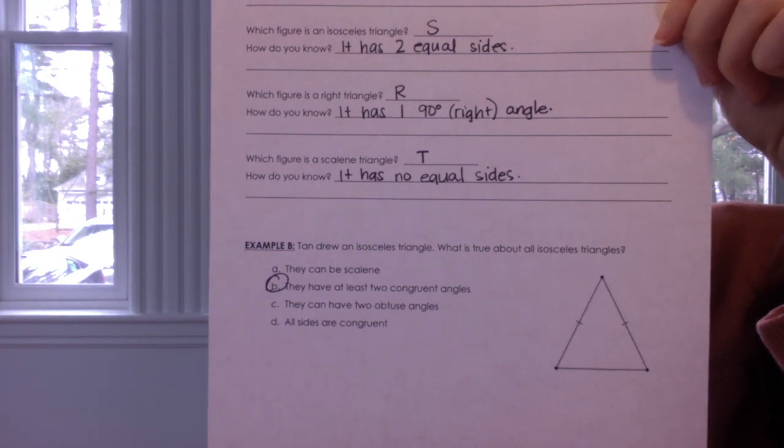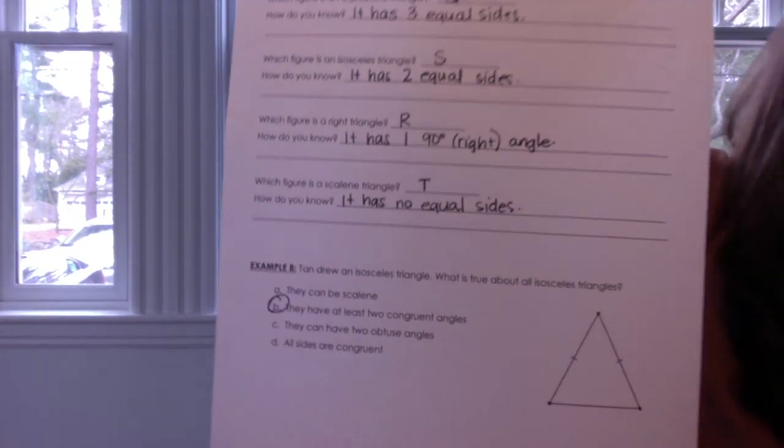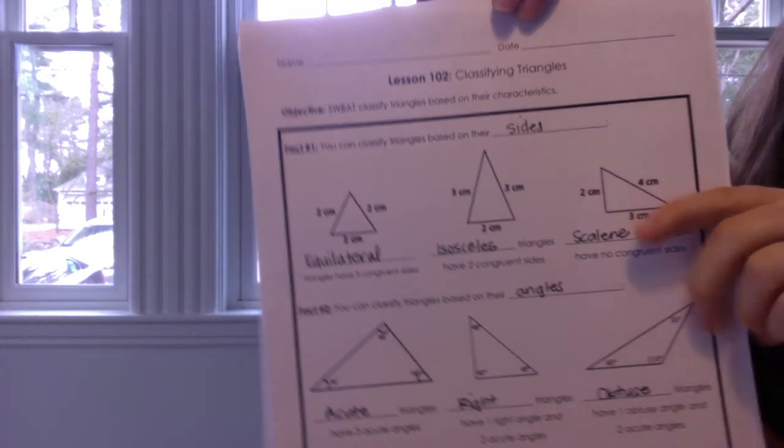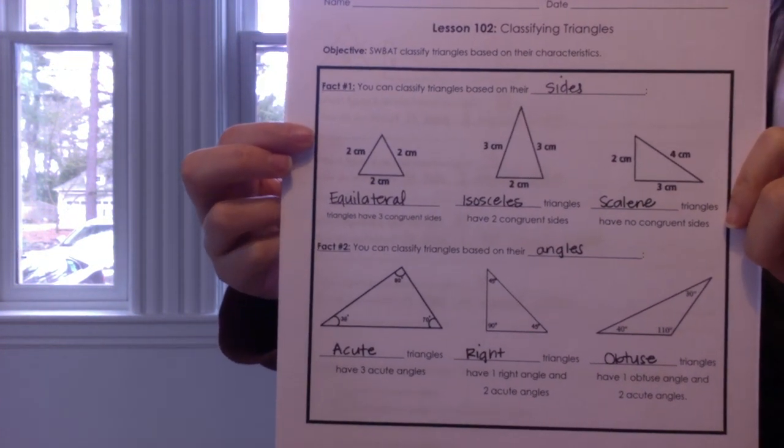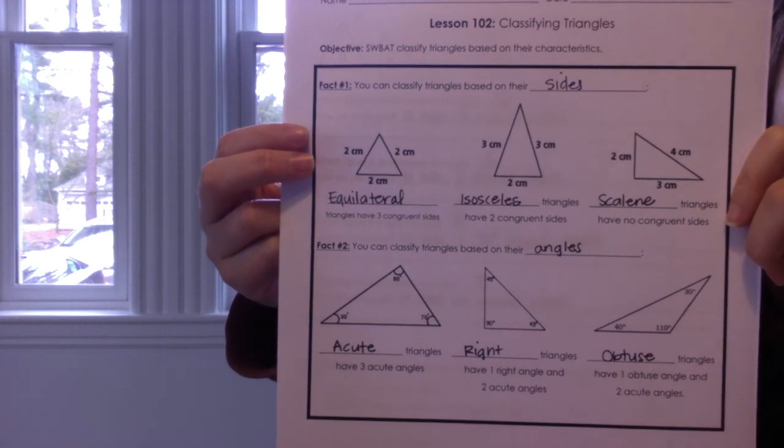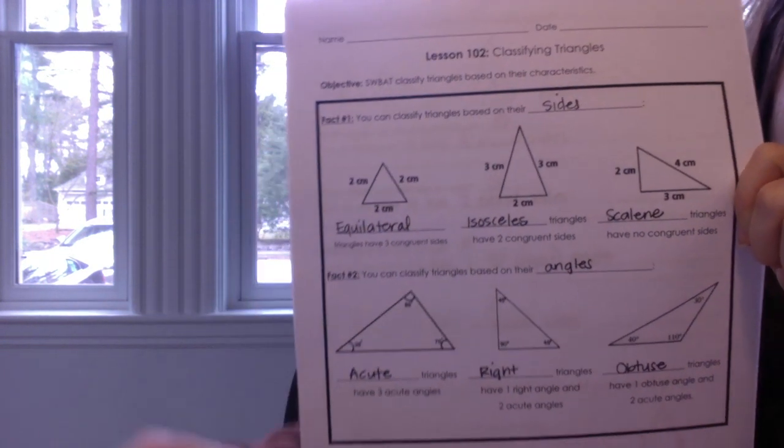So today you're going to answer some questions about triangles. If you have questions, please refer back to this page that's posted up on the drive to remind you of the different ways that you can name triangles. And remember, you can name them two ways, one with their sides and one with their angles.